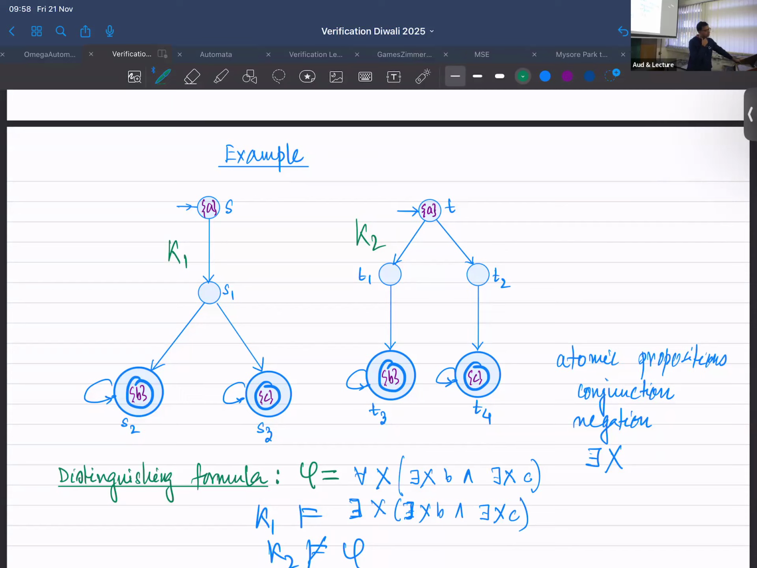But the question is, can there be some Kripke structures which are simulation equivalent but not bisimilar? The answer is yes. You can find two Kripke structures which are simulation equivalent, but they are not bisimilar.